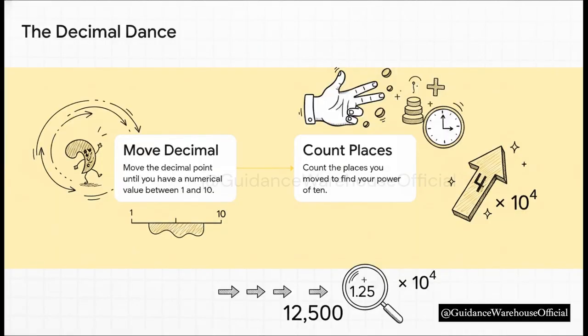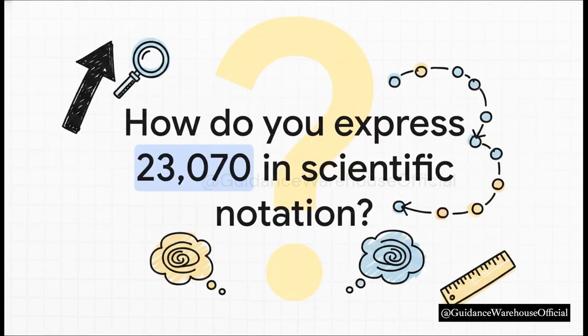Here is your foolproof, step-by-step procedure for this little decimal dance. Step 1, move the decimal point until you hit a numerical value that sits between 1 and 10. Step 2, just count the places you move to find your power of 10. Let's look at 12,500. We start at the invisible decimal right at the end of the number, and we're going to physically move it 4 places to the left. 1, 2, 3, 4. That gives us a coefficient of 1.25. And because we moved it 4 places to the left, our power of 10 is a positive 4. So we end up with 1.25 times 10 to the fourth. Easy, right? Let's actually pause for a second.